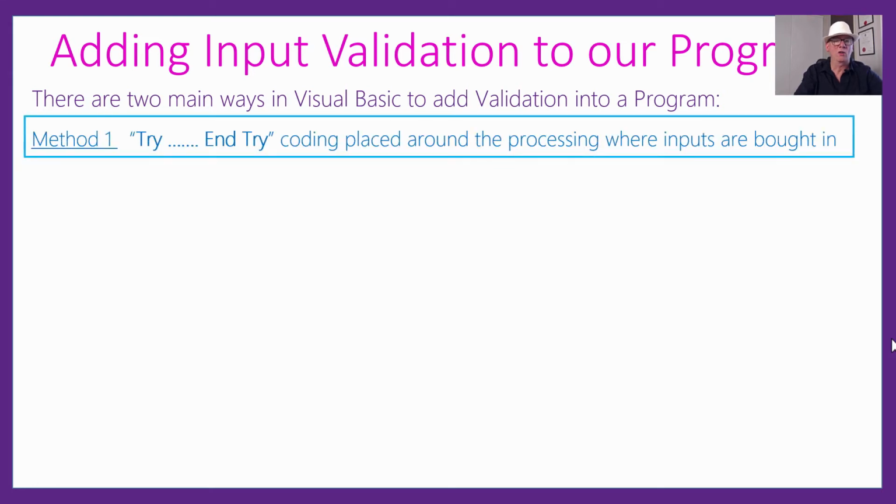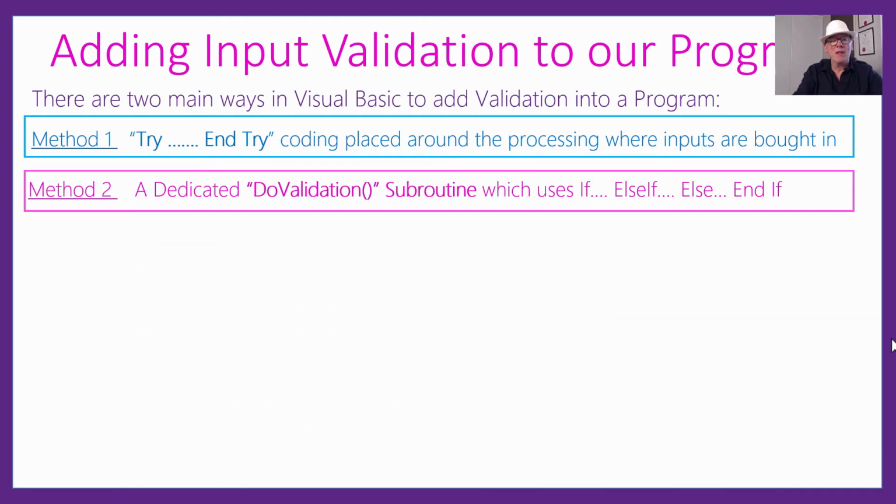There's two main ways to do it. Method one is the try, end try, catch processing, which we did in the add two numbers program, if you can remember back to that. And there's method two, which is doing the dedicated DoValidation subroutine and using a really long ElseIf statement, which is what we did in the rectangle program you've done previously.